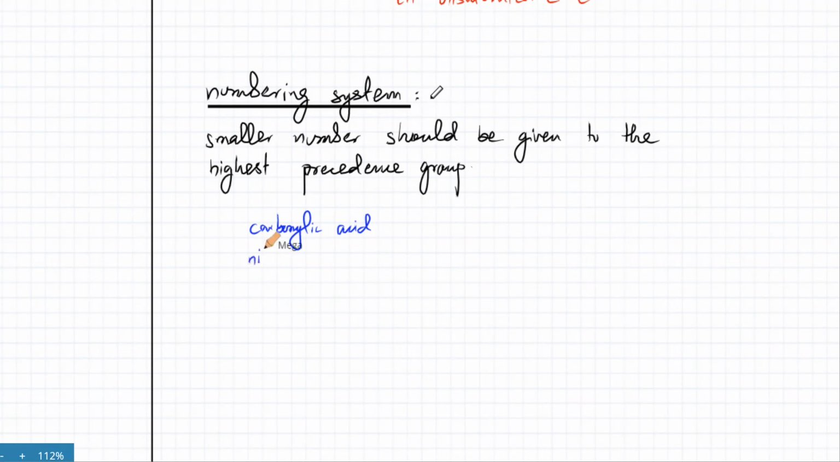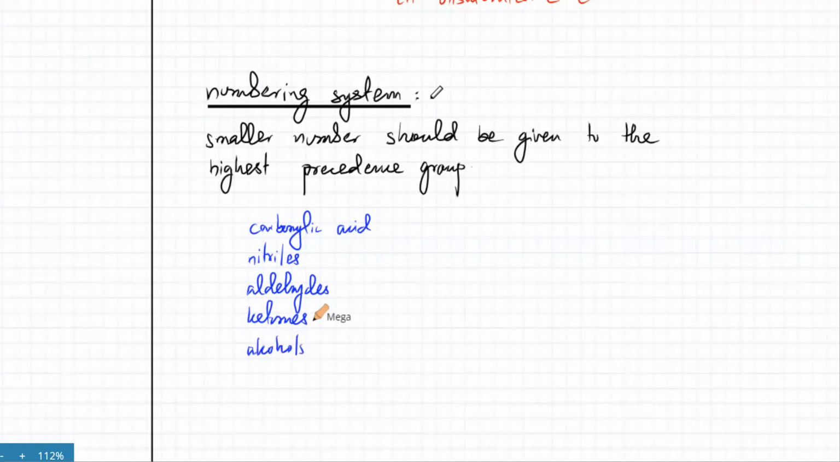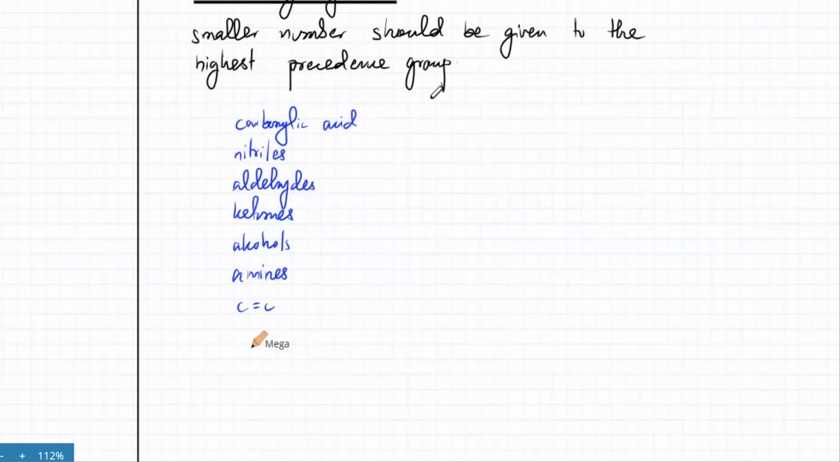The next one is nitriles. You haven't done nitriles so far, or aldehydes and ketones as well. So we're going to discuss that later. So you had aldehydes, then you have ketones, and after that you'll have alcohols. So alcohols are not that important. Then amines. If there's nothing there, then you're going to talk about the double bonds. If still there's a tie, lower down it's going to be your alkyl branches and halogens, etc.